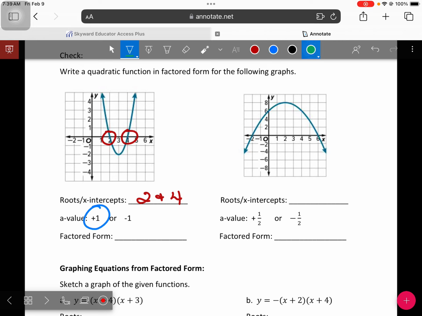Factored form. Who wants to go for the gusto? What do you think, Jordan? You got for this yet? Y equals positive 1. Uh-huh.